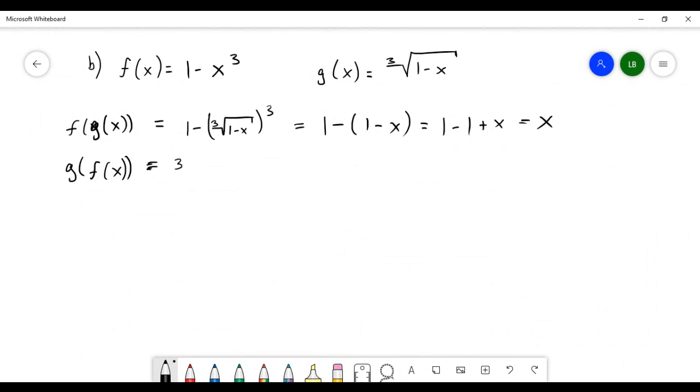For g of f of x, we've got the cube root of 1 minus x cubed, which simplifies down to the cube root of 1 minus 1, 0, then plus x cubed, which is just x. So since f of g of x is equal to g of f of x, and they're both equal to x, then f and g are inverses of each other.